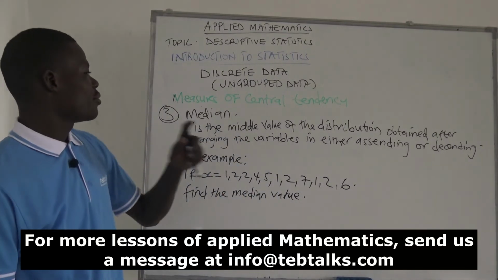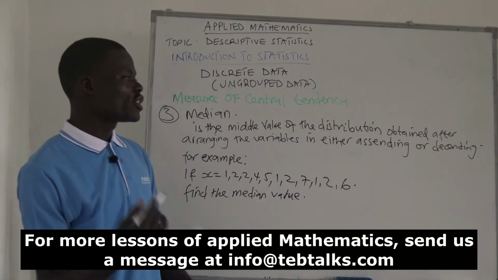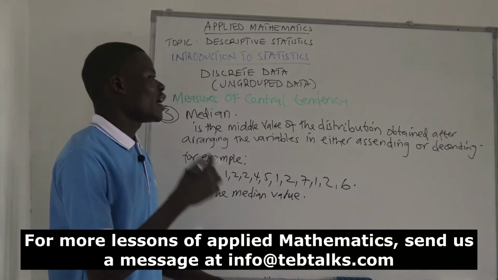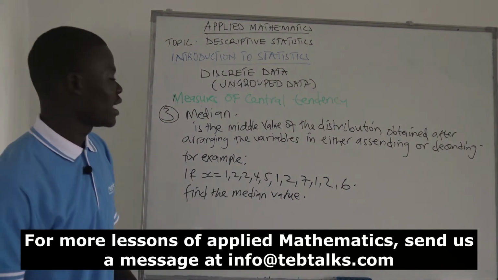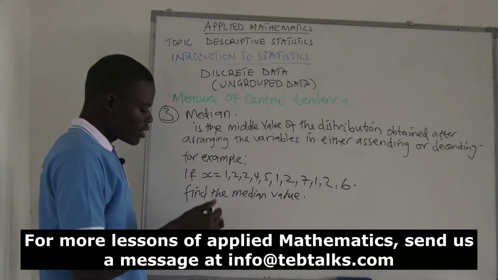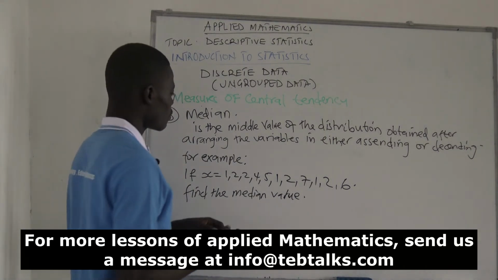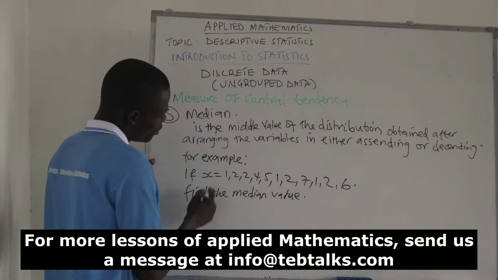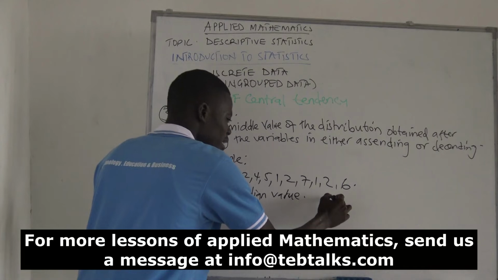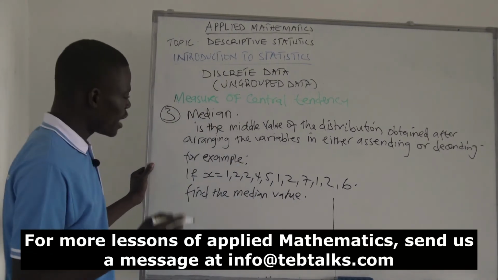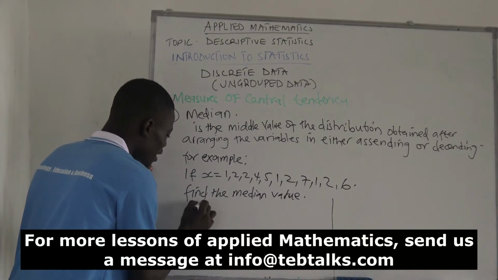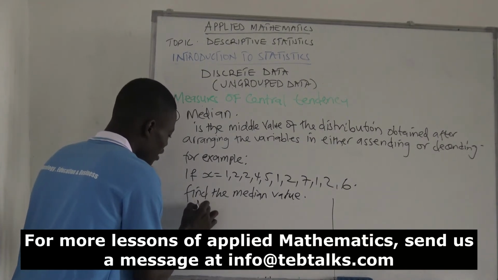We said that the median is the middle value of the distribution obtained after arranging the variables in either ascending or descending. The median value is given by arranging this in either ascending or descending. We shall arrange them 2 times. So the first one, let us arrange it in ascending.